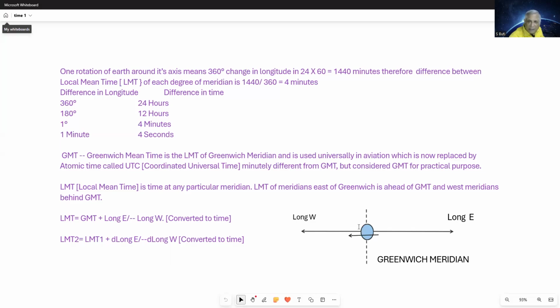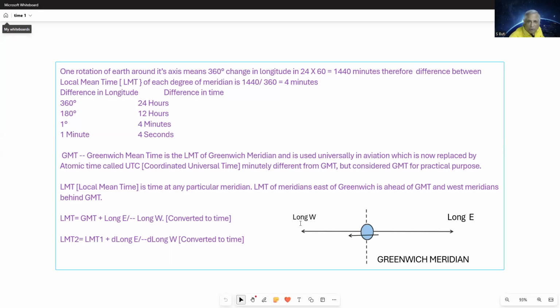Similarly, let's say this is longitude west of 30 degrees. 30 into 4 is 120 minutes, which is 2 hours. Okay, so the sun will cross this meridian after 2 hours. So at this moment, the time here will be 2 hours less than the time at the Greenwich meridian.